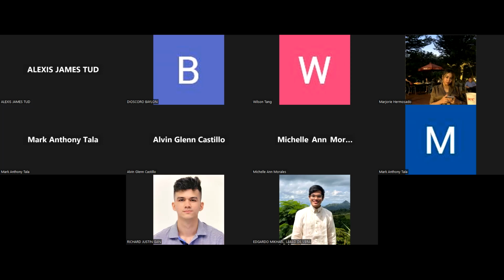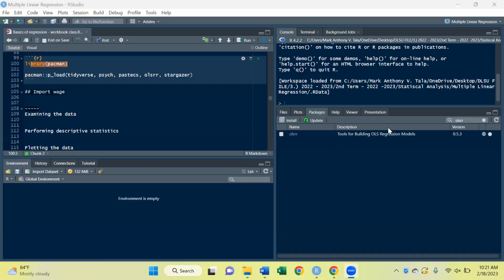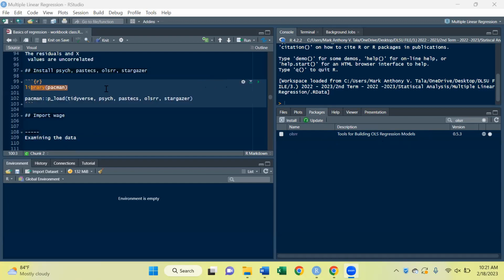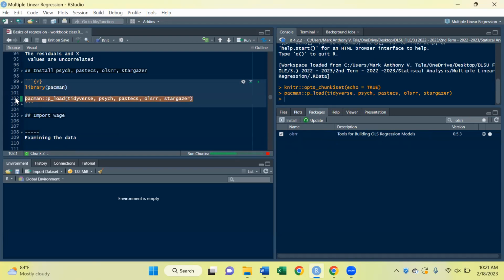Sige po, sir. Si OLSRR nga pala, class, very powerful yan sa stepwise regression which we will be discussing. So na-run mo na yung code natin, Pacman? Yes po, sir. Parang yung OLSRR, sir, di pa nakaklik. Bakit hindi siya nakaklik? I-run mo nga ulit yung second line, Pacman. Control enter mo. Ayan, nag-run na siya, no? Tingnan mo, nag-click na yung OLSRR. Dapat ganun eh.